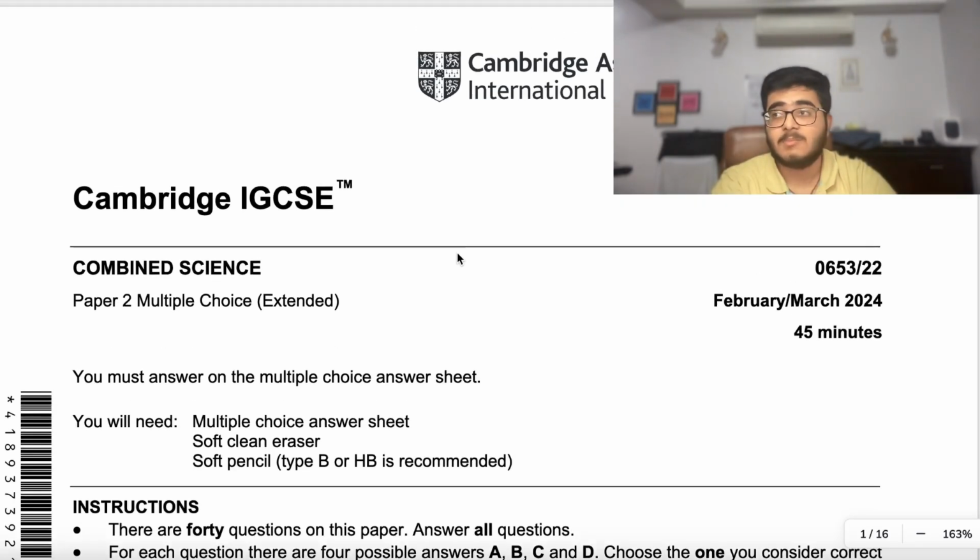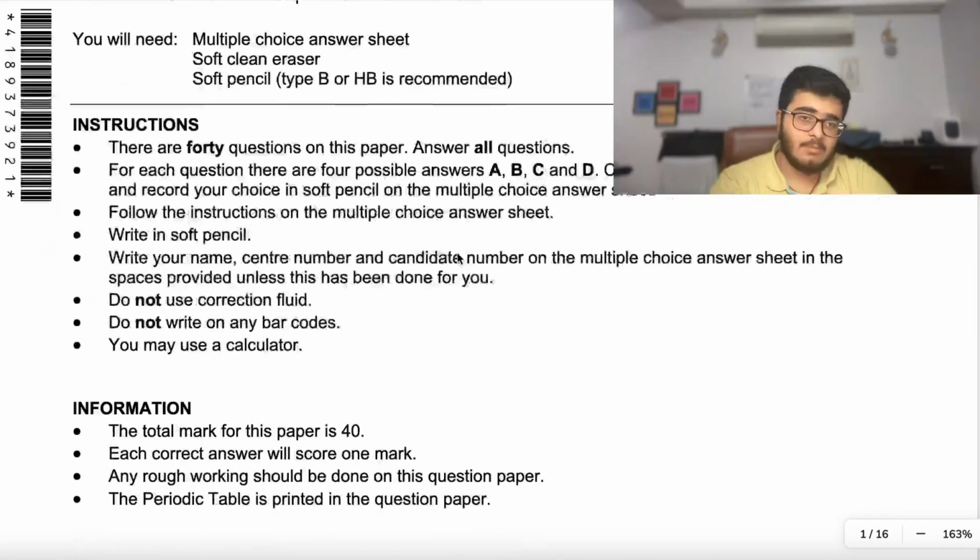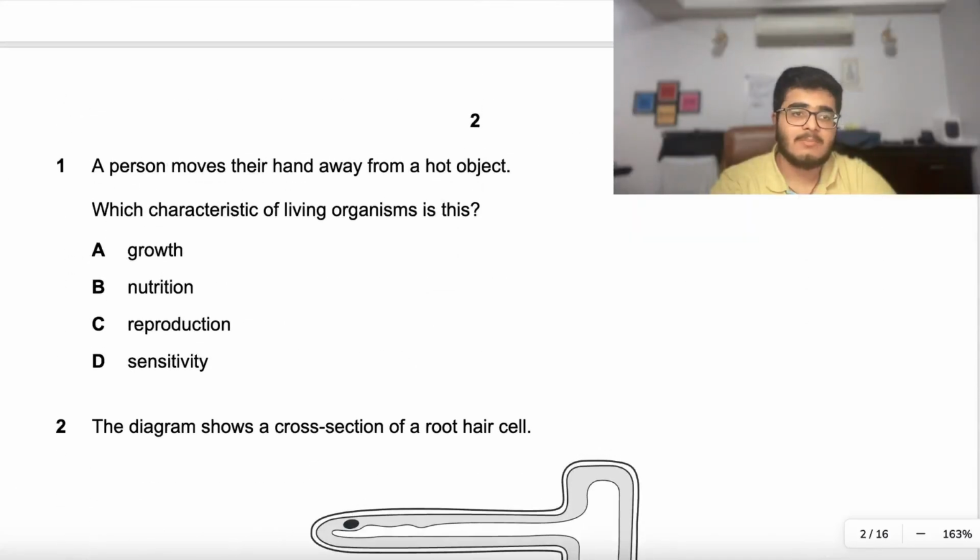February-March 2024 0653 Combined Sciences paper code 22. This is an MCQ paper. It's a 45 marks paper and I'm going to explain each and every question of this paper today. Starting with the first question, biology.